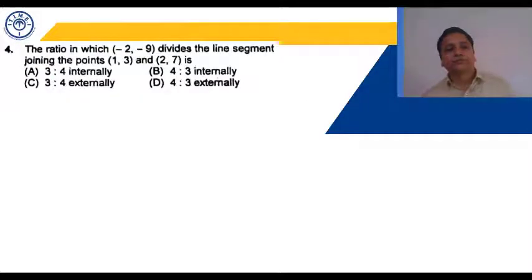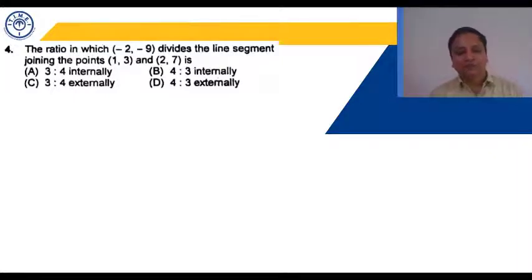Question number 4. Again we are using the section formula. Now it says the ratio in which a point (-2, -9). Now -2 and -9 both coordinates are negative, so in which quadrant will it be? It should be in the third quadrant, x coordinate negative, y coordinate negative. This point divides the line segment joining (1, 3) and (2, 7). Now (1, 3) and (2, 7) both lie in the first quadrant.